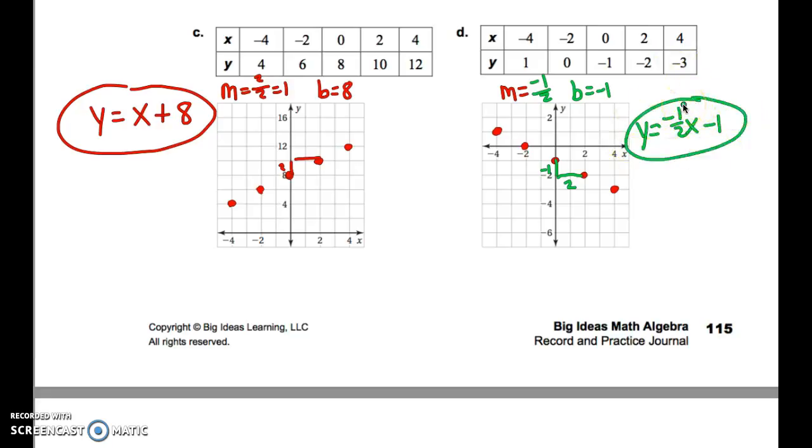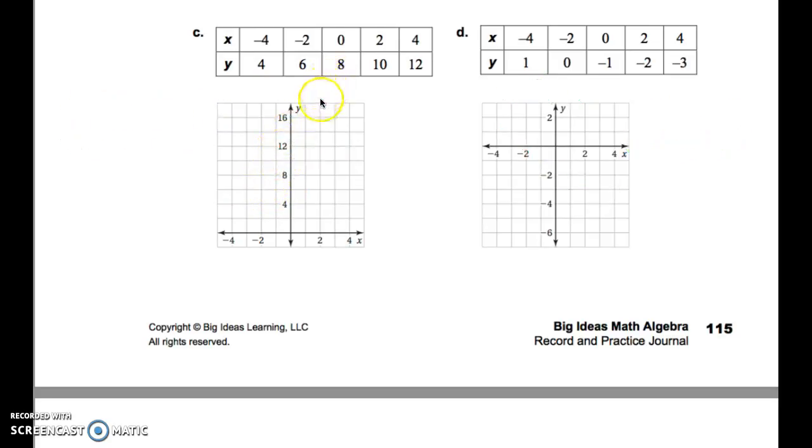So again, those four should have just been a review. That's something that we did a couple of chapters ago. Graphing, plotting the points, and then being able to write the equation of the line that's there. Now, moving to page 116.